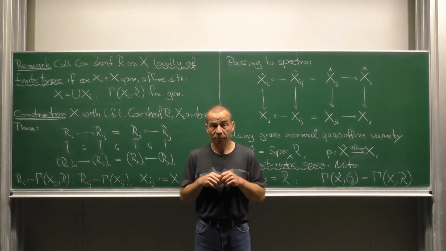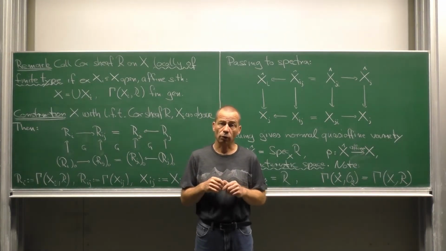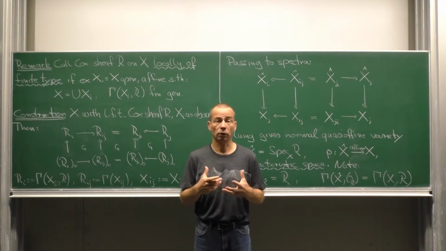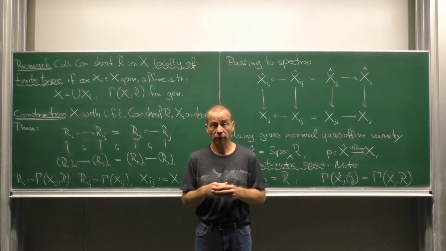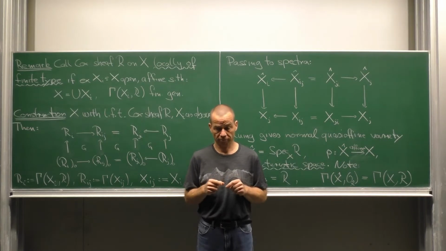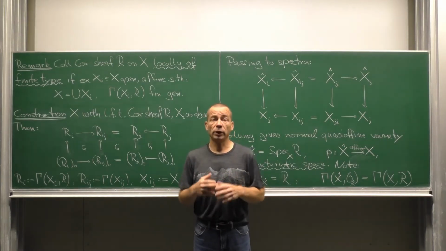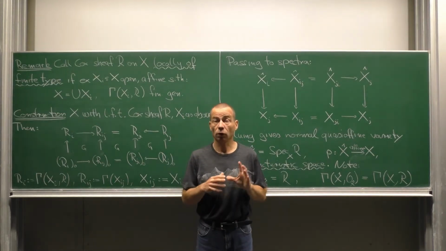Hello everybody! In this clip we introduce the geometric counterpart of the Cox sheaf, called the characteristic space, and we take a look at the geometry of this characteristic space. To obtain this characteristic space we need a certain condition on the Cox sheaf.